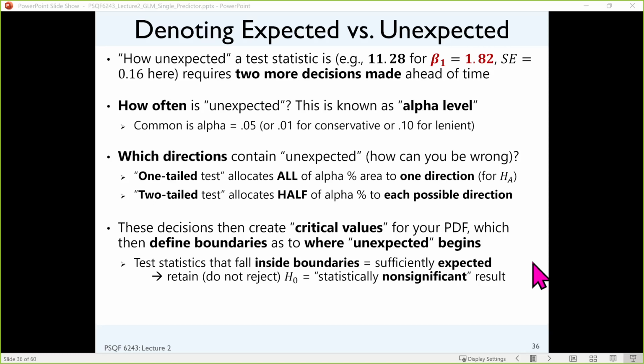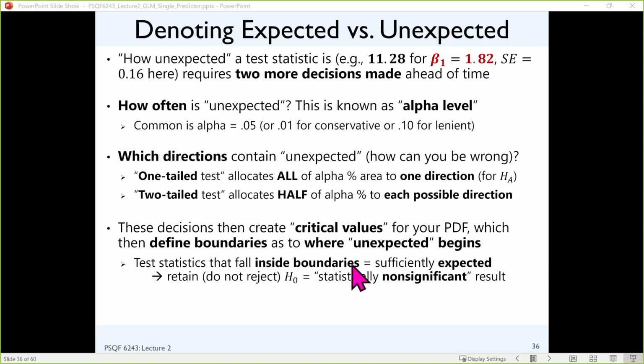Then I would say that you either retain, or someone will yell at me, it's not retain, it's do not reject. And I say, whatever, because no one talks like that. We retain the null, and I would say that the result is statistically non-significant. Meaning, even though it's not exactly zero, it's close enough to zero that it could have happened just from normal sampling fluctuation. Like this time I got lucky and I pulled a sample that has a slope that's a little bit bigger than zero. It's not that different than zero. So I can't really have a lot of confidence that that slope indicates the predictor variable matters.